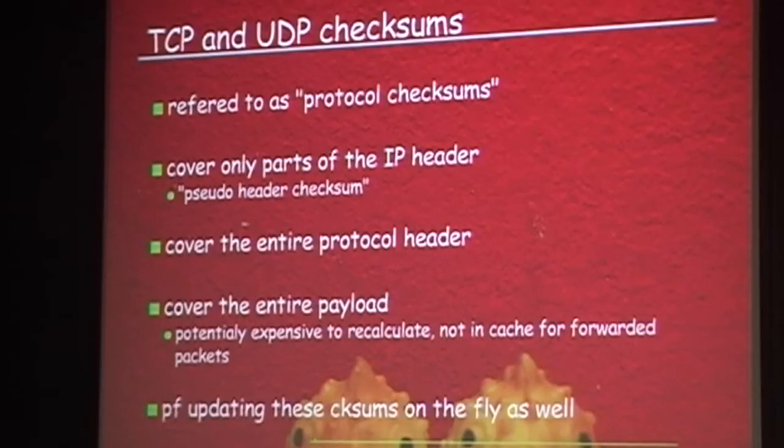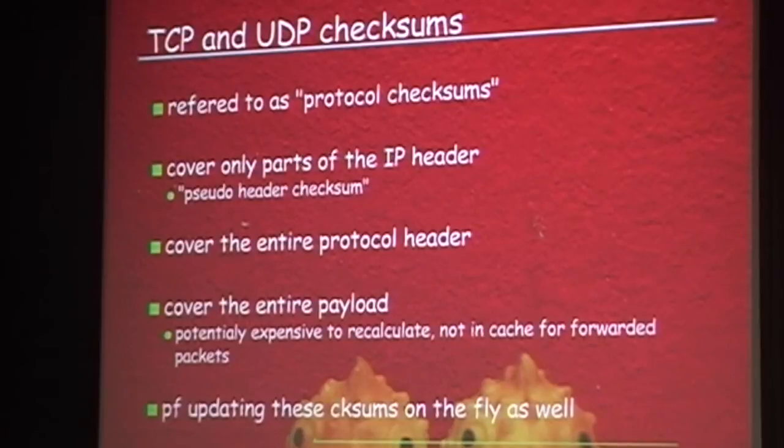Also, the router shouldn't need to know about TCP or UDP. It only needs to know about IP, right? So that would be a layering violation. The question why the protocol checksums cover parts of the IP header is a very good one. I can't answer that. It doesn't really make sense.